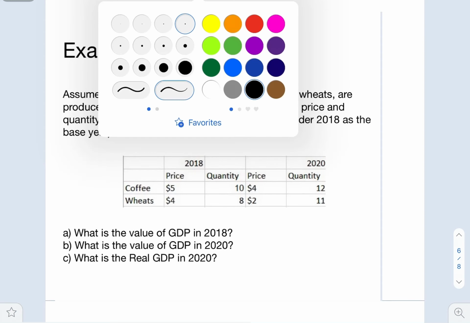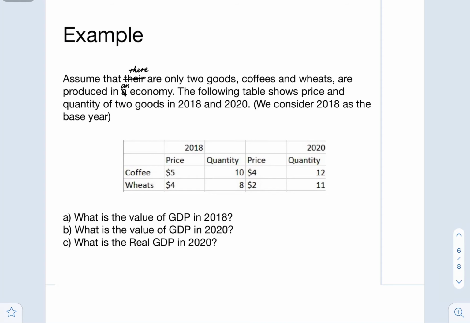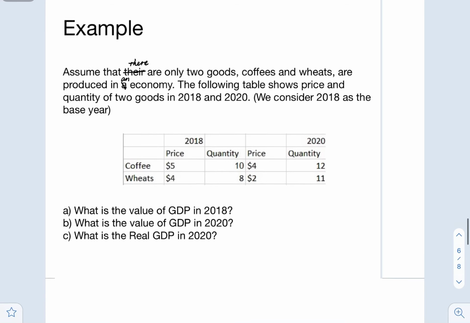And the last thing I want to talk about is an example showing how to calculate GDP. I'm sorry for the typing error. Assume that there are only 2 goods, coffee and wheat, produced in an economy. The following table shows the price and quantity of the 2 goods in 2018 and 2020, and we consider 2018 as the base year.